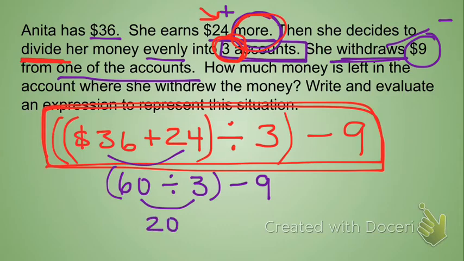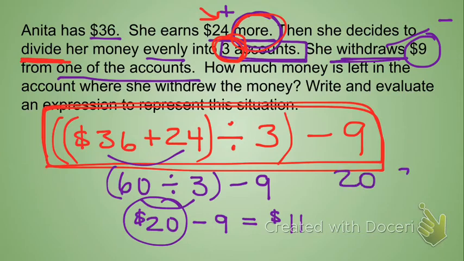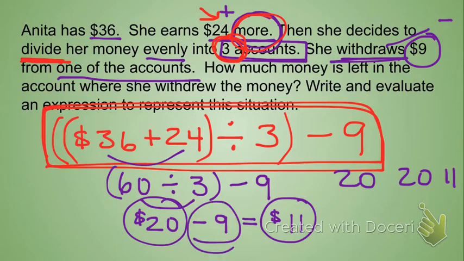So she has $20 in each one of those accounts. And then one of those accounts, she took $9 away. So she is left with that one account, has $11 in it. So she has 3 accounts now. 2 of the accounts have $20 in it, right? 20, 20, and then this other account has $11 in it because she took 9 away from that one account.